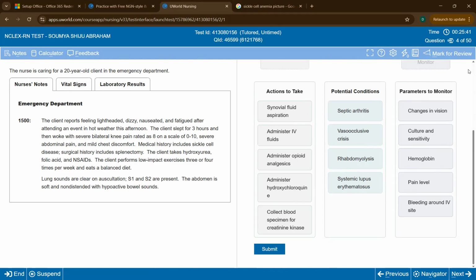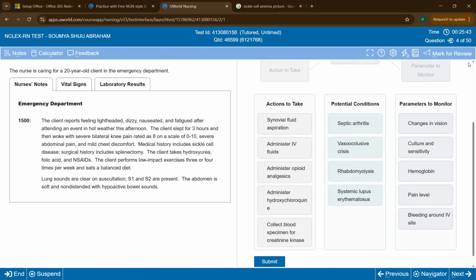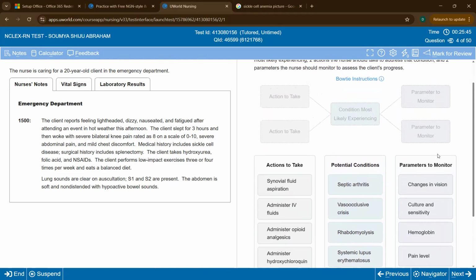So here we can correlate with the other options. What is the question here? The condition the client is most likely experiencing. What is the condition here? Vaso-occlusive crisis. So I have selected vaso-occlusive crisis here. Second, what are the actions to take? 2 actions we need to select.